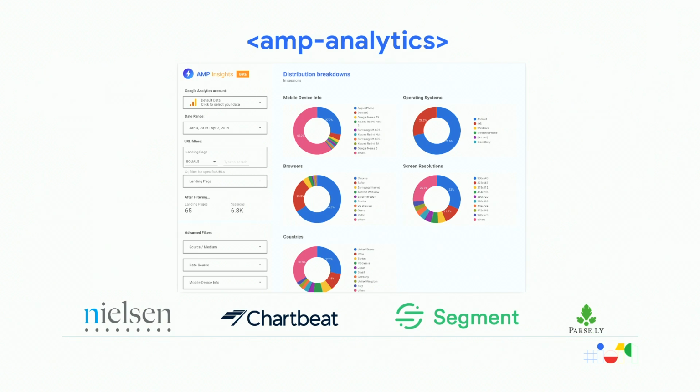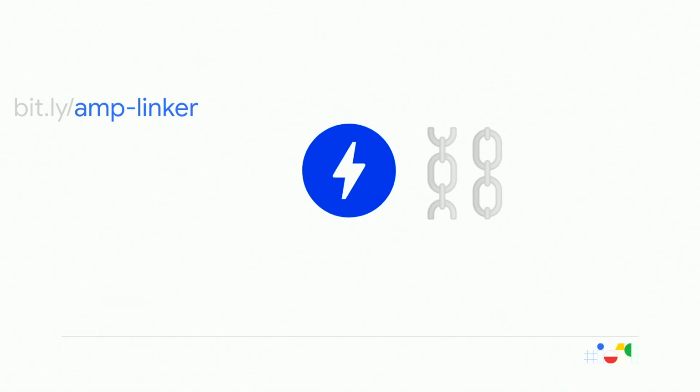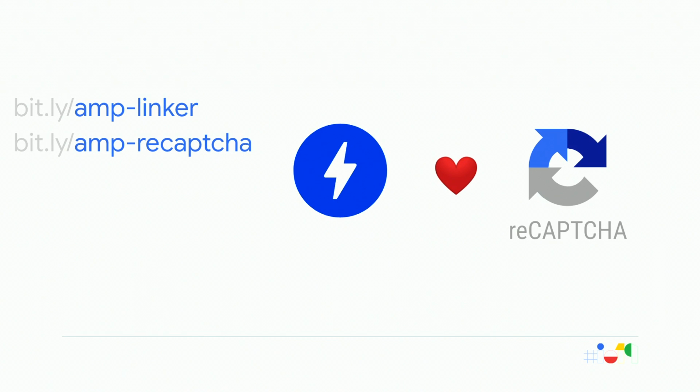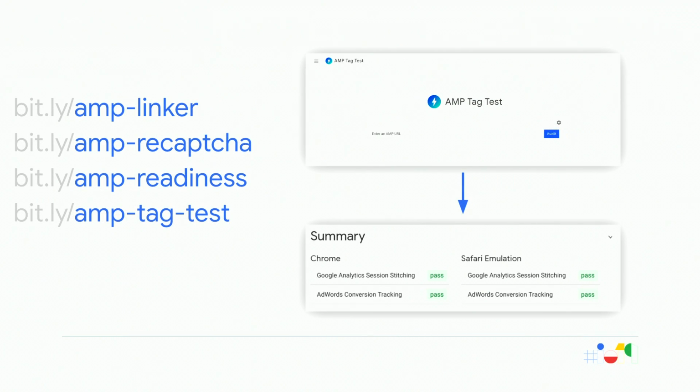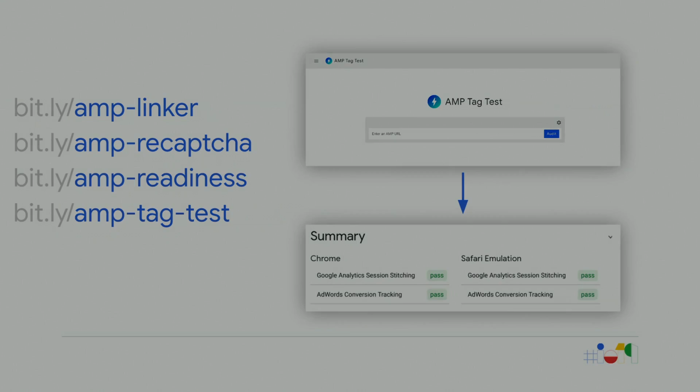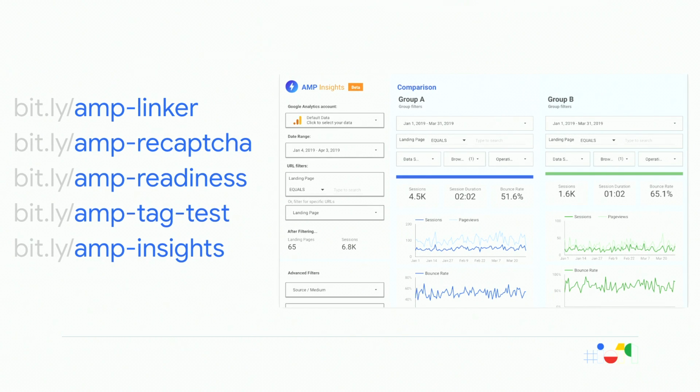And we've worked with developers to build a variety of features into the AMP analytics component that they can take advantage of. This includes AMP Linker, which can help with accurate measurement even when third-party cookie access is restricted. AMP Recaptcha, which now supports Recaptcha version 3, and that helps web development teams further combat spam. AMP Readiness, a Chrome extension that can get you up and running with AMP Analytics in no time. AMP Tag Test, where you can easily validate whether your identifiers are being passed from page to page. And AMP Insights, which gives you a pre-built AMP Analytics dashboard that we created based on feedback from the analytics community.